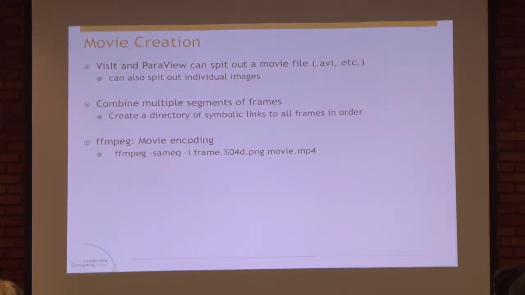So again, for movie creation, in VisIt and ParaView, you can have it spit out an animation file for you. If you have a time series, you can use both of them to create a path through your data. You can have it spit out an animation, an AVI file, for example, or you can have it spit out the individual images. And again, I tend to do that because it gives me more flexibility. I can use those individual images.